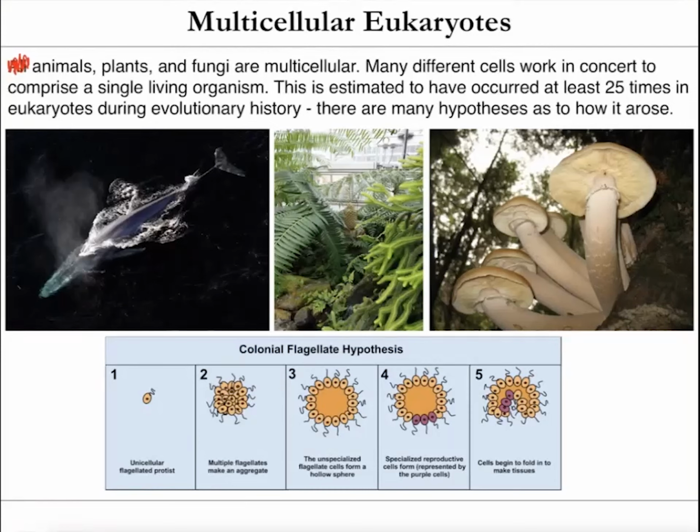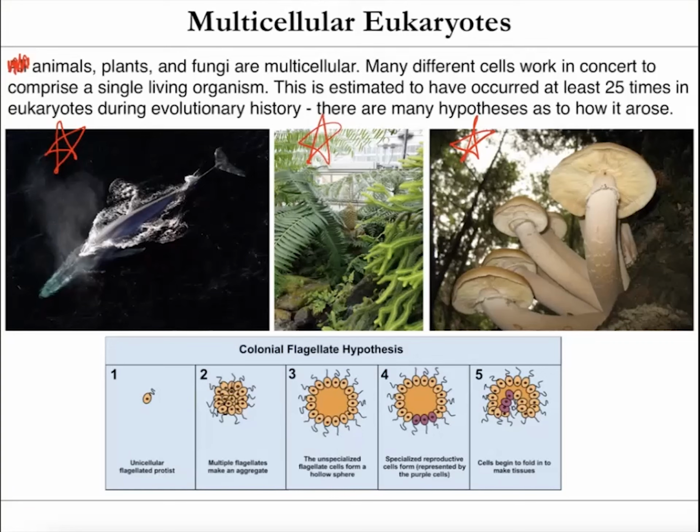That is, they have many different types of cells with specialized functions that work together to comprise a single living organism. So we have the blue whale here. That is the largest organism that's ever known to have lived. We have a bunch of plants here, and then some mushrooms here, which are fungi. So these are all multicellular eukaryotes. Now, interestingly, multicellularity in eukaryotes is estimated by people who work on this to have occurred at least 25 times in natural history, which is pretty interesting.